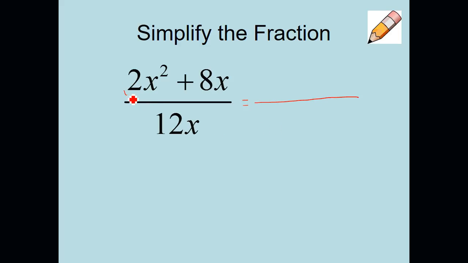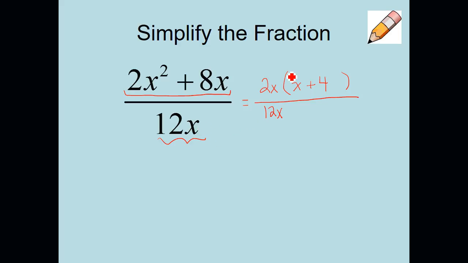So is there something common I could divide out of these first two things here? 2x, right? And that would leave me with x plus 4. And on the bottom, I have 12x. Notice that that's all multiplication. There's no adding, subtracting, no other terms there. So there's nothing for me to do.